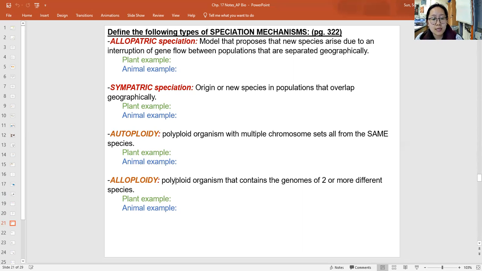And then alloploidy is a polyploid organism that contains the genomes of 2 or more different species. So this would essentially be like hybridization. So I want a plant and animal example of those.